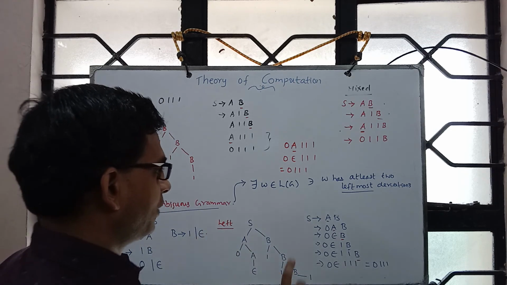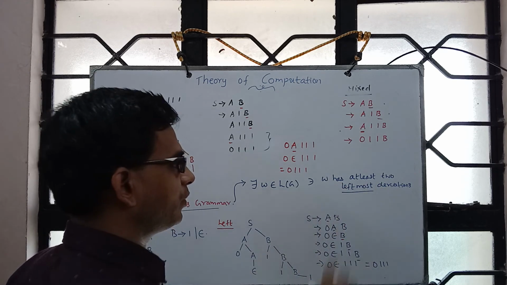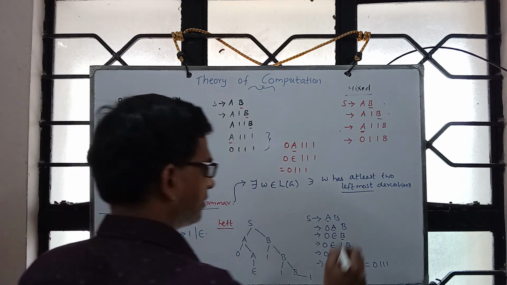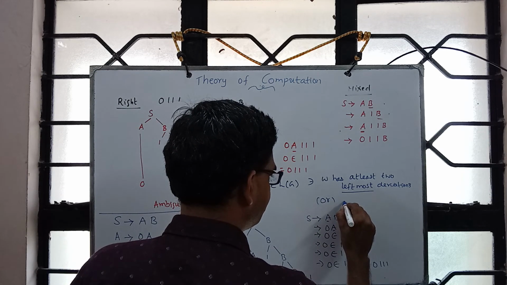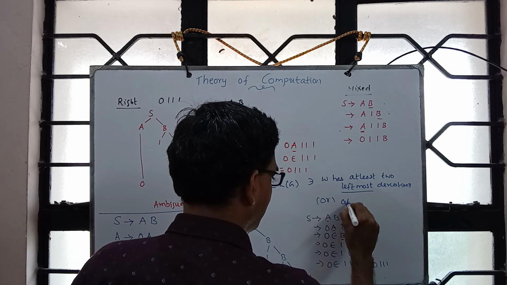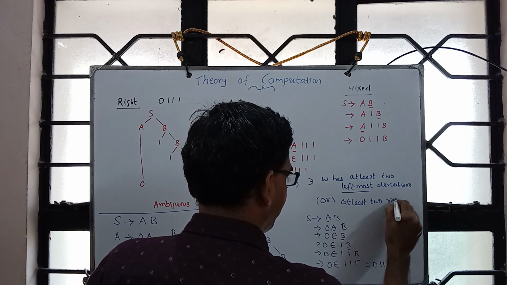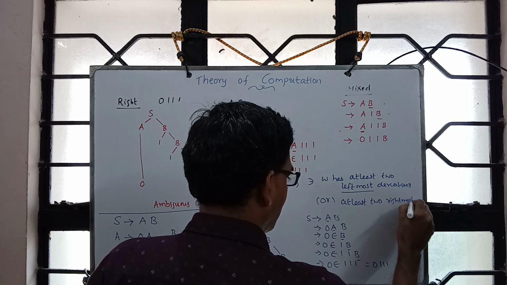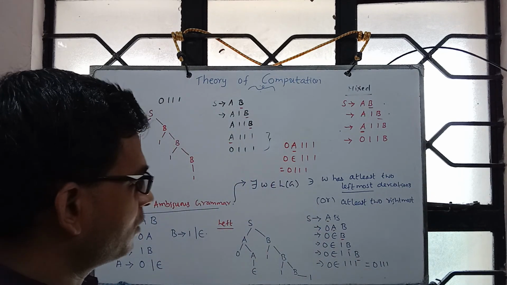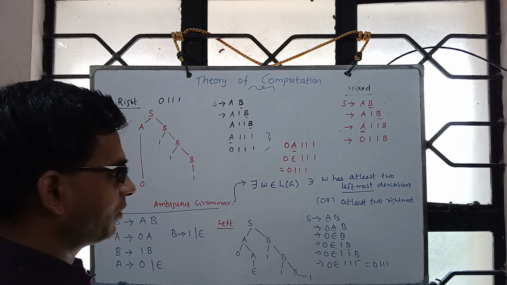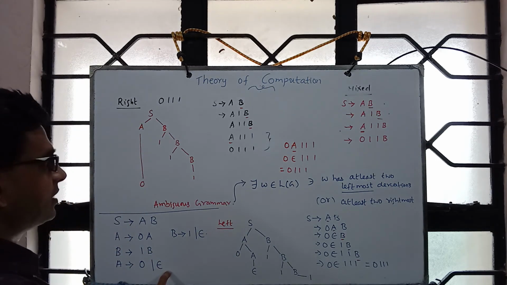No. To say that it is ambiguous, it should have at least two leftmost derivations or at least two rightmost derivations. So it should not be like one leftmost and one rightmost. With that, one should not conclude that it is ambiguous. No. So look at this.